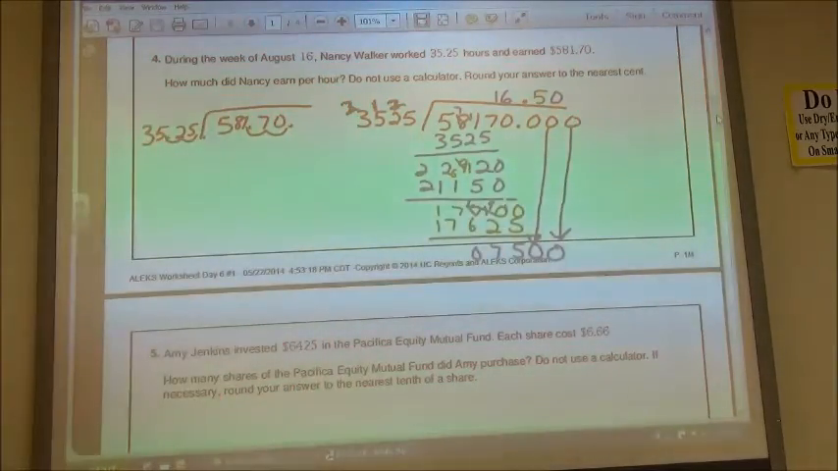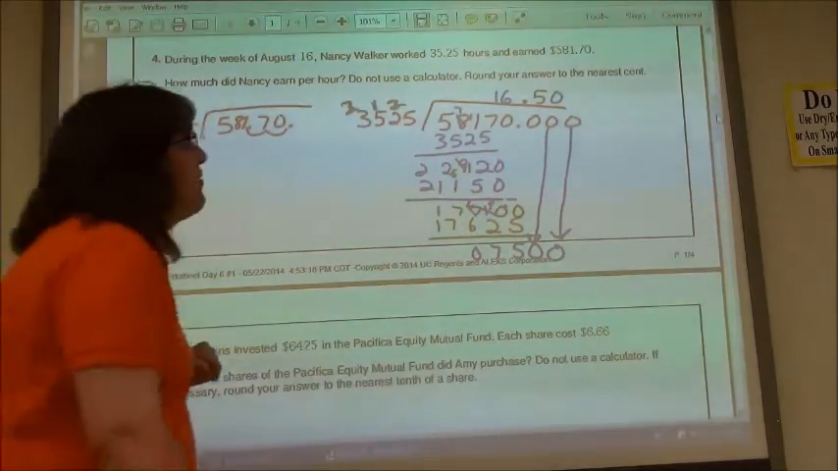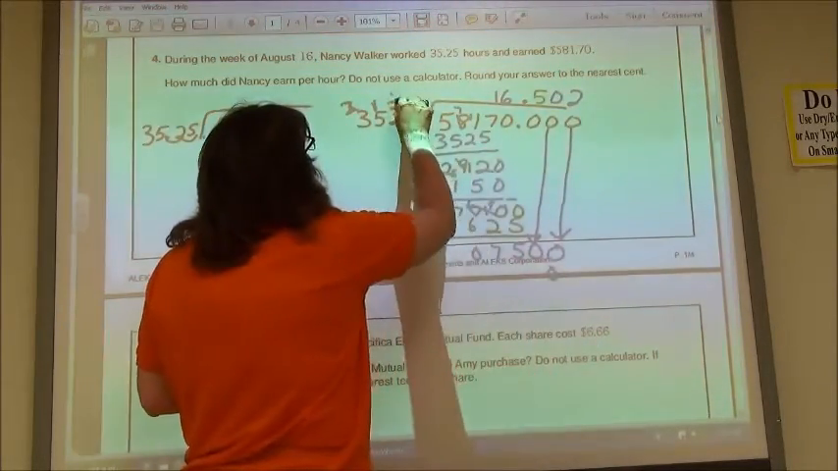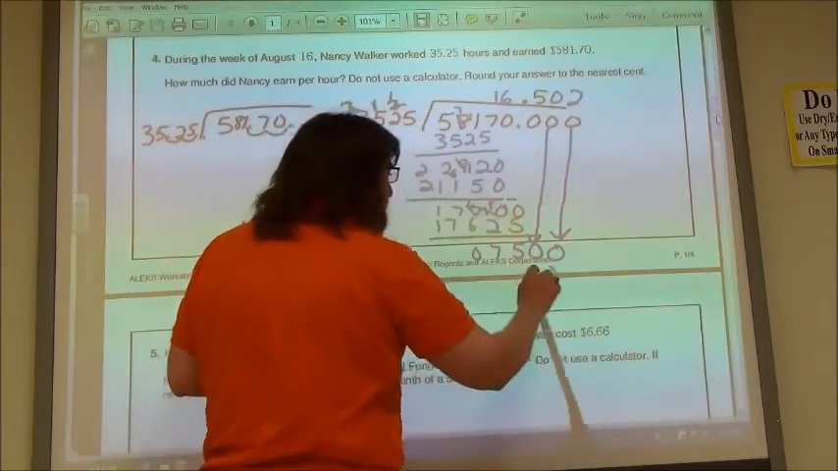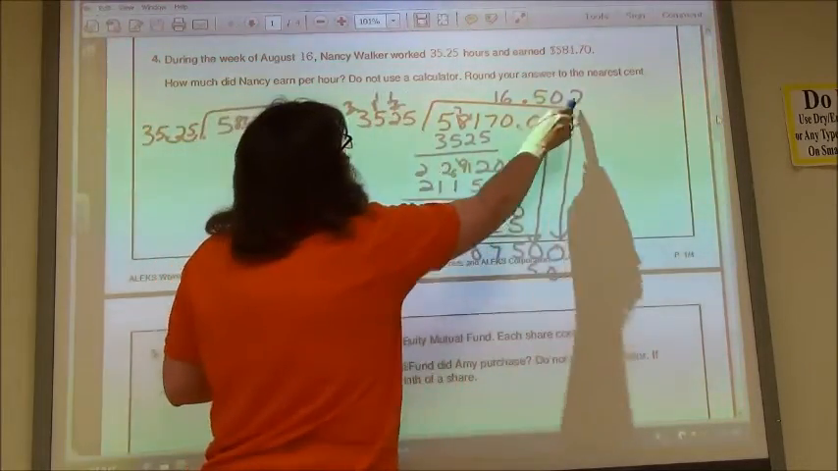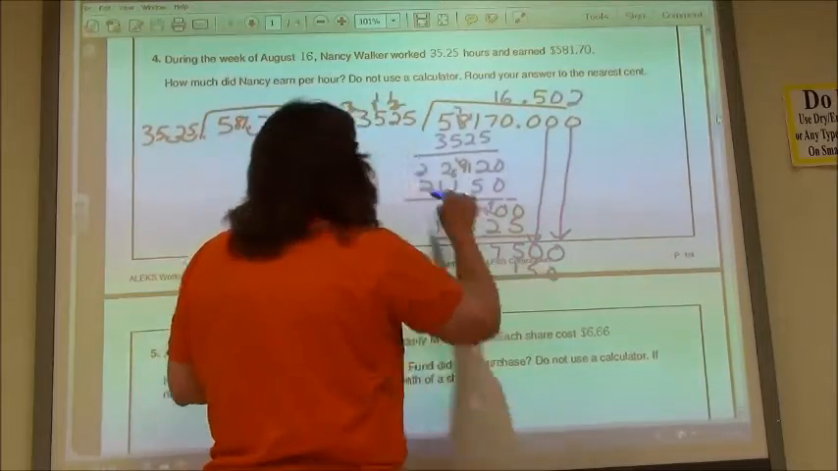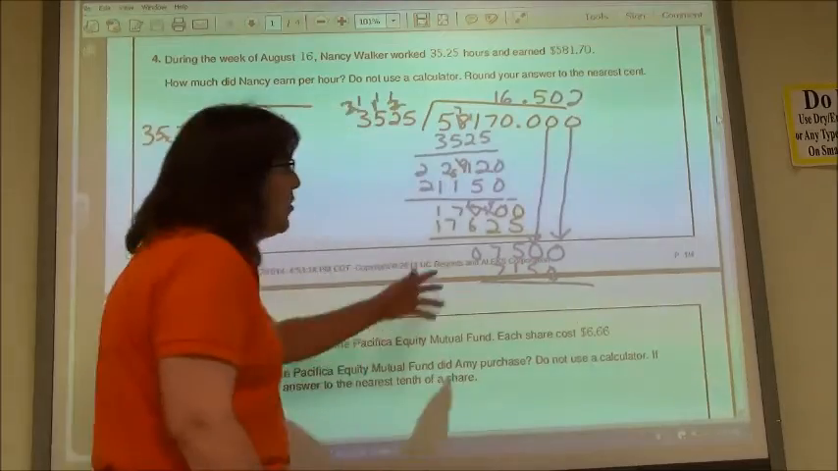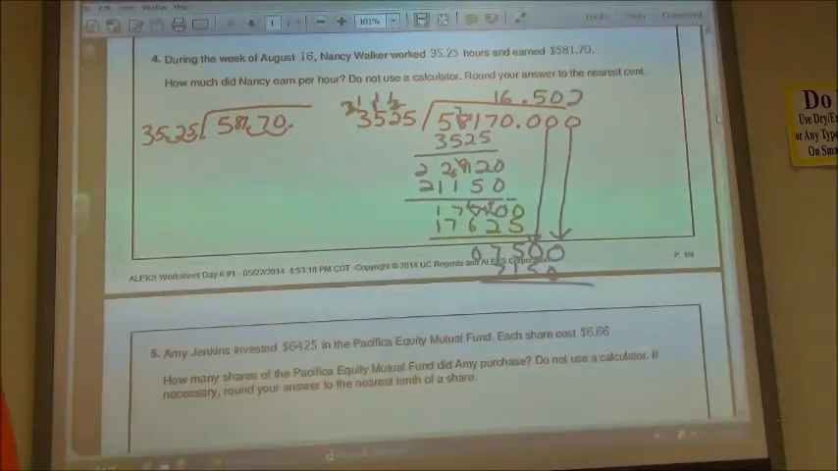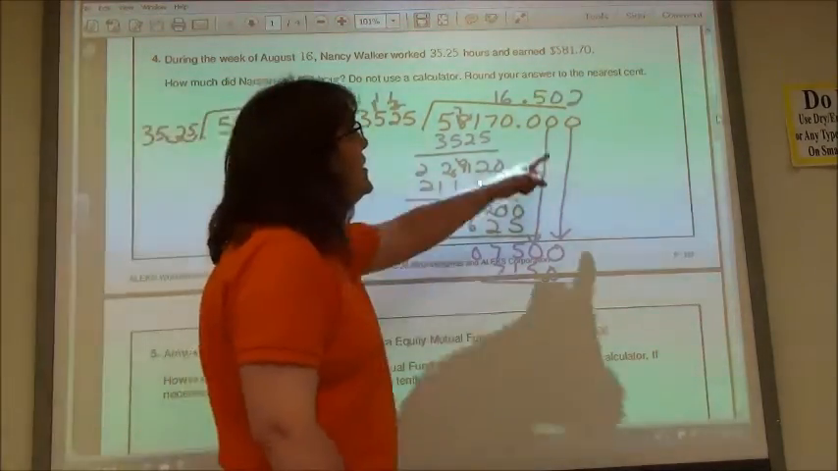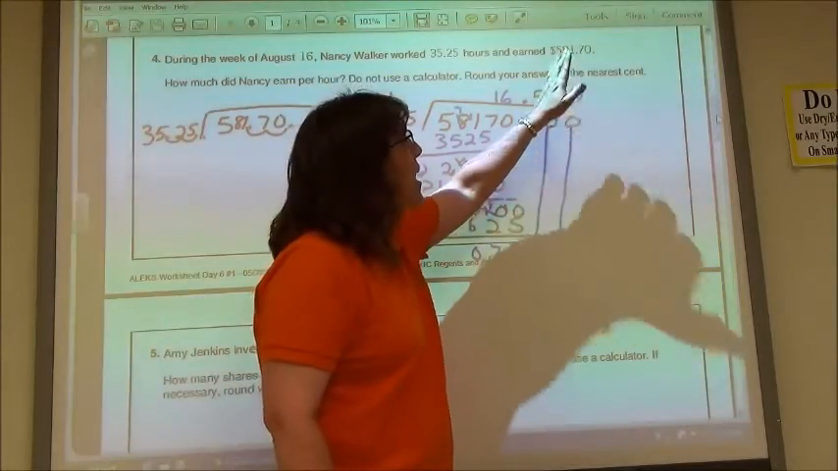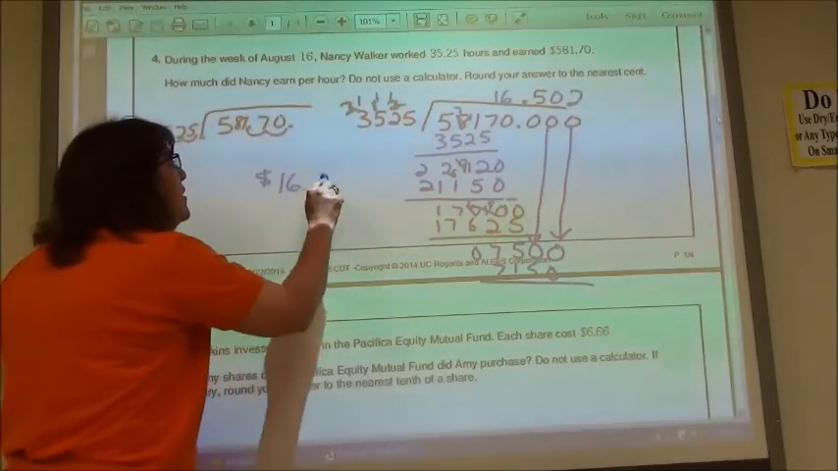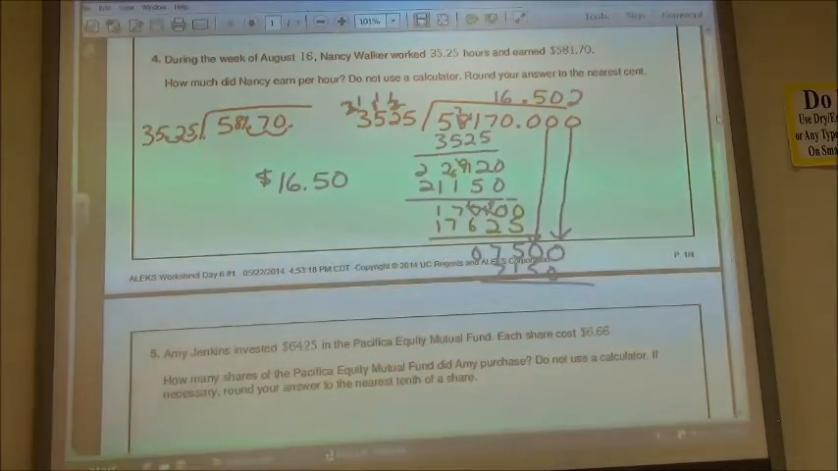So 3,525 into 7,500 is going to go in there 2 times. 2 times 5 is 10. Carry my 1. 2 times 2 is 4, plus 1 is 5. 2 times 5 is 10, plus 1 is 11. And 2 times 3 is 6, plus 1 is 7. And we don't really have to subtract to get our remainder because we're far enough that we can then round. Since there's a 2 on the end, we're just going to go ahead and drop that because we're not going to round it up. And so in money terms, we'd have $16.50.